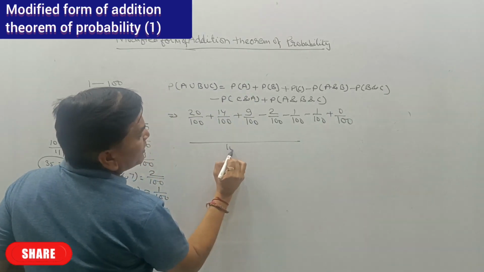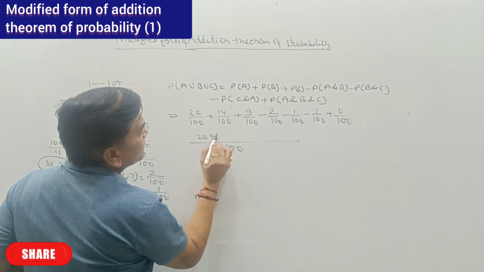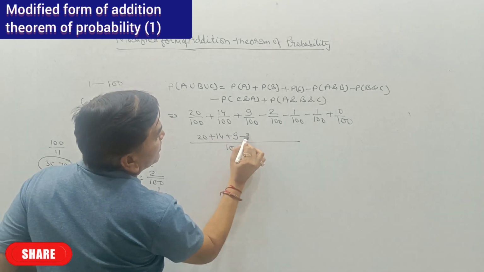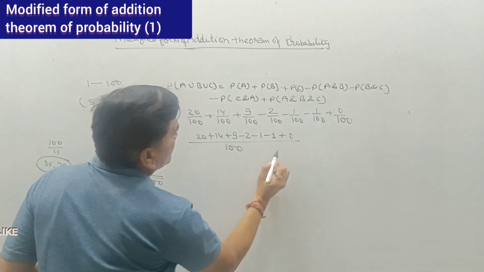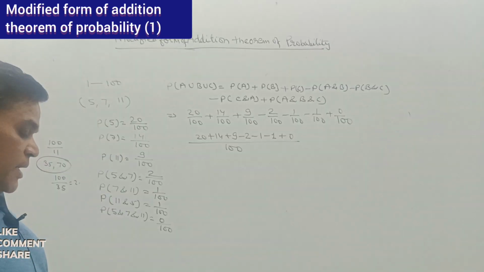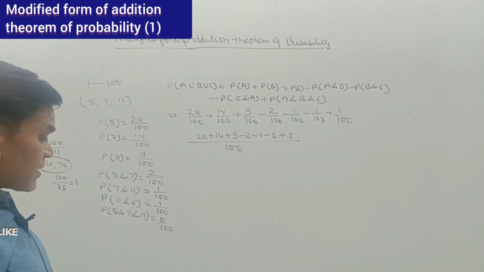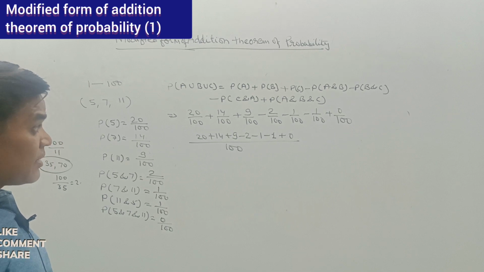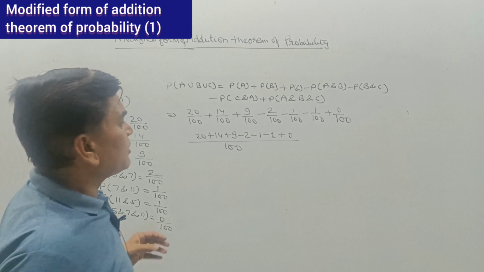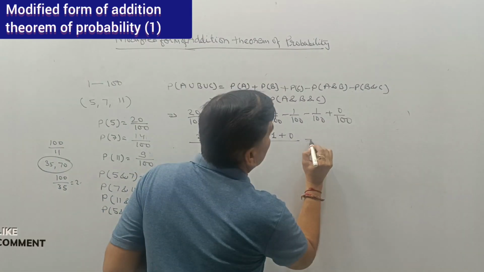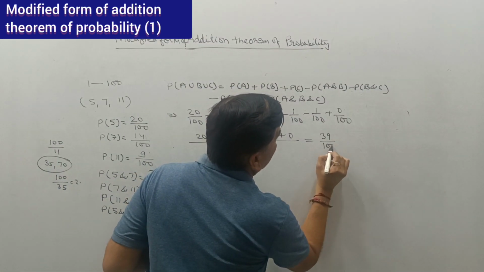So the LCM will be 100. So 20 plus 14 plus 9 minus 2 minus 1 minus 1 plus 0. So the addition will be 20 plus 14 plus 9 minus 4. So that is 39 upon 100. So the answer will be 39 divided by 100.